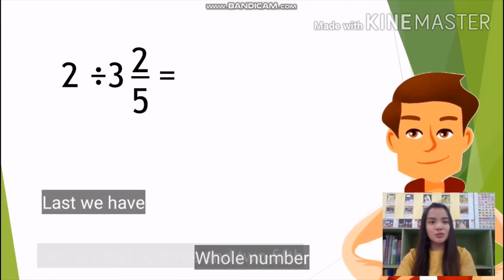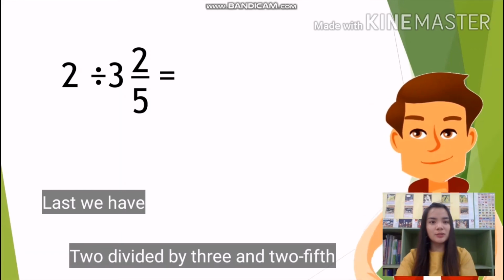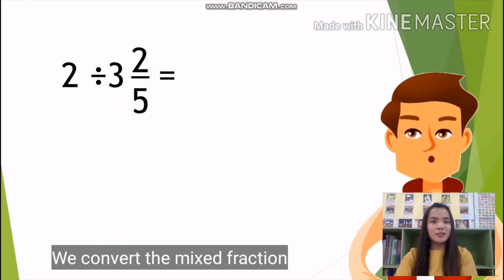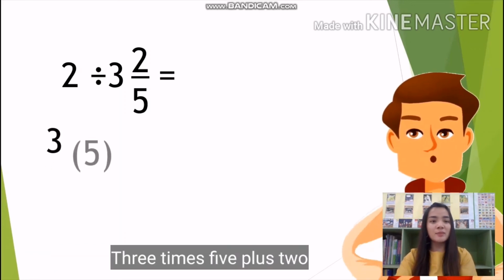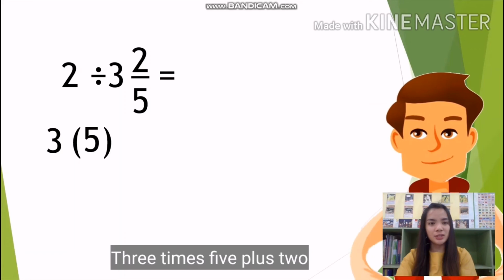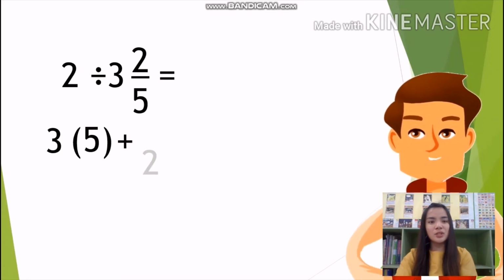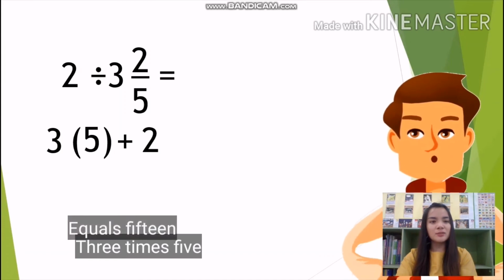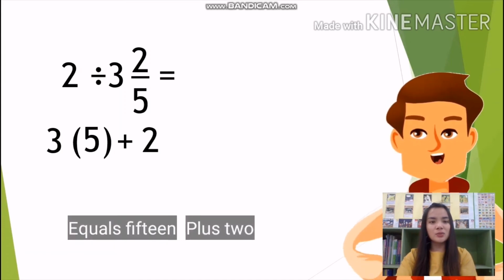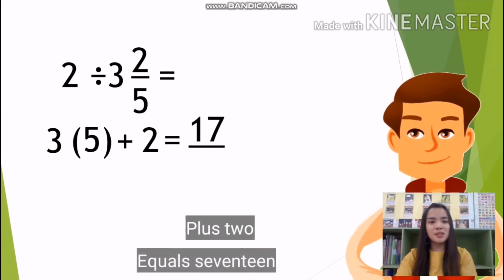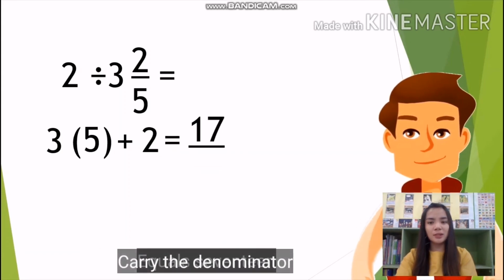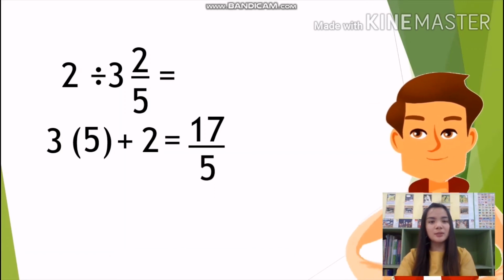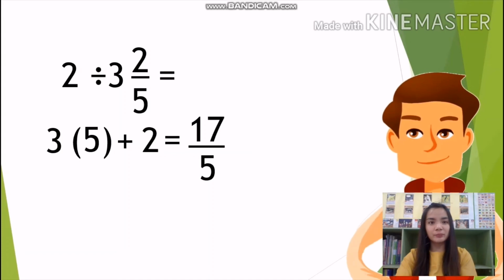Last we have 2 divided by 3 and 2/5. So we convert first our mixed fraction. So we have 3 times 5, our denominator. Then we add our numerator. So 3 times 5 is equal to 15, plus 2 is equal to 17. Then we carry our denominator. So it is 5. So our answer would be 17 all over 5.